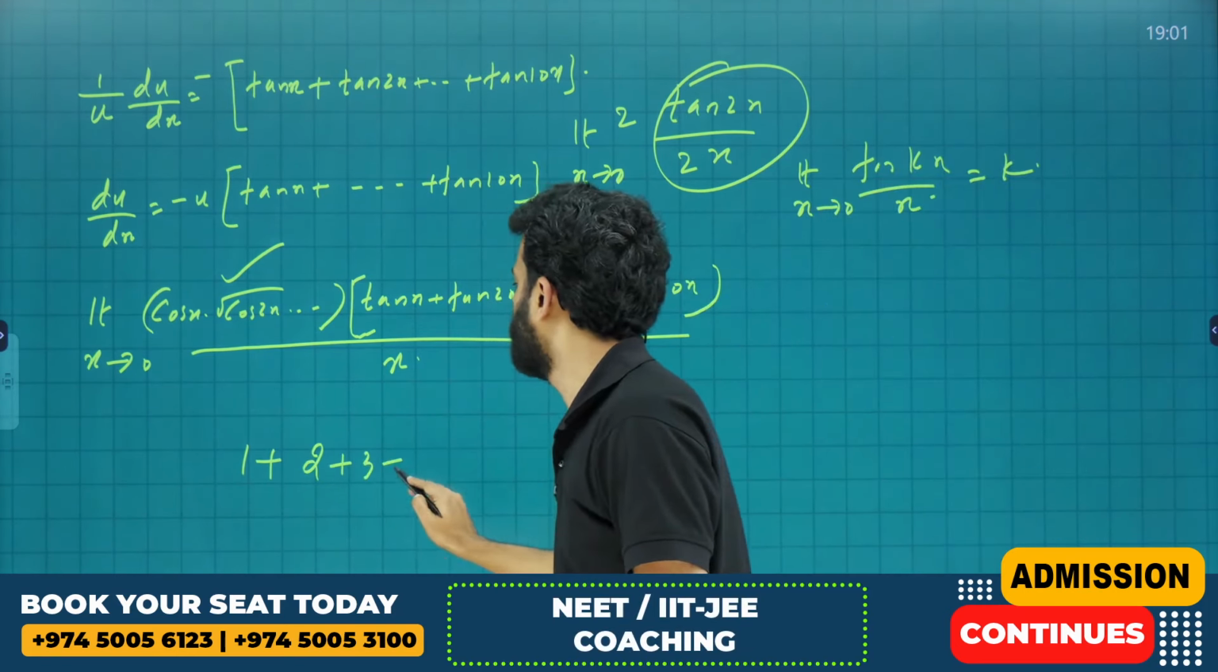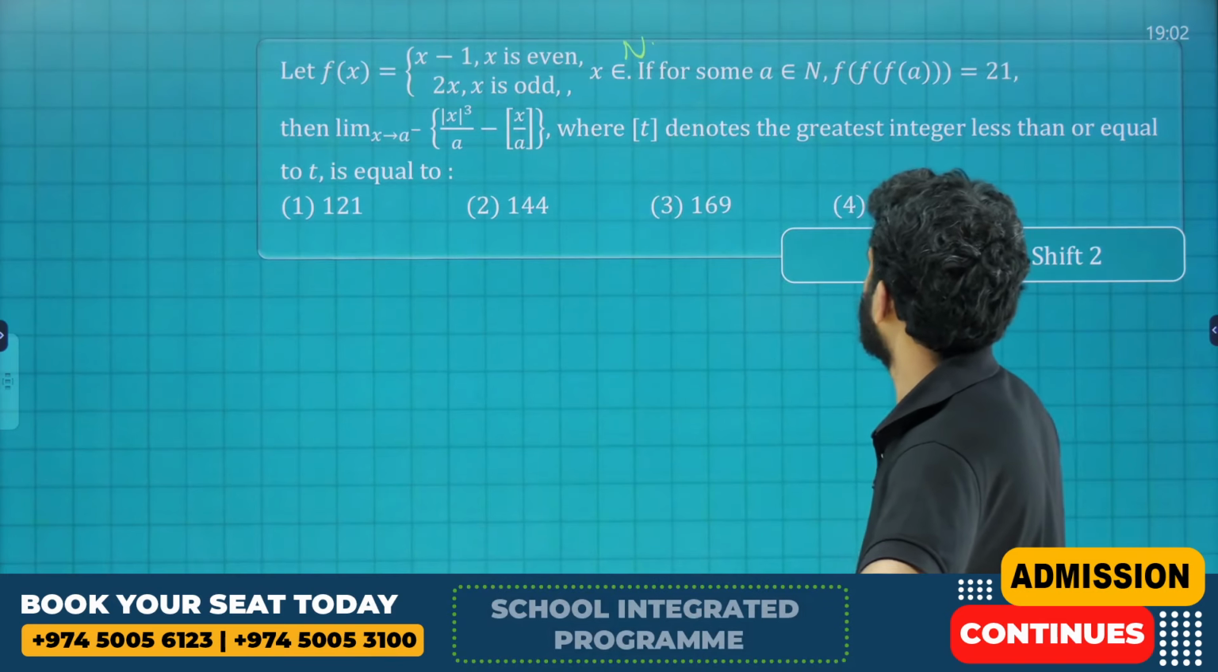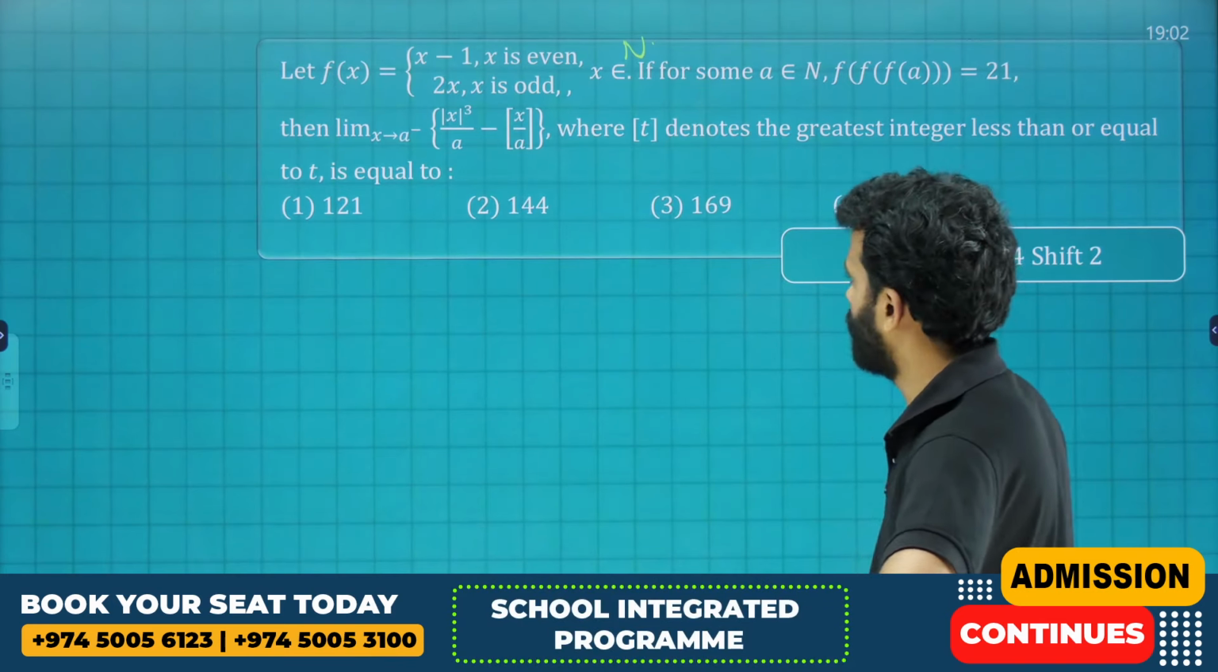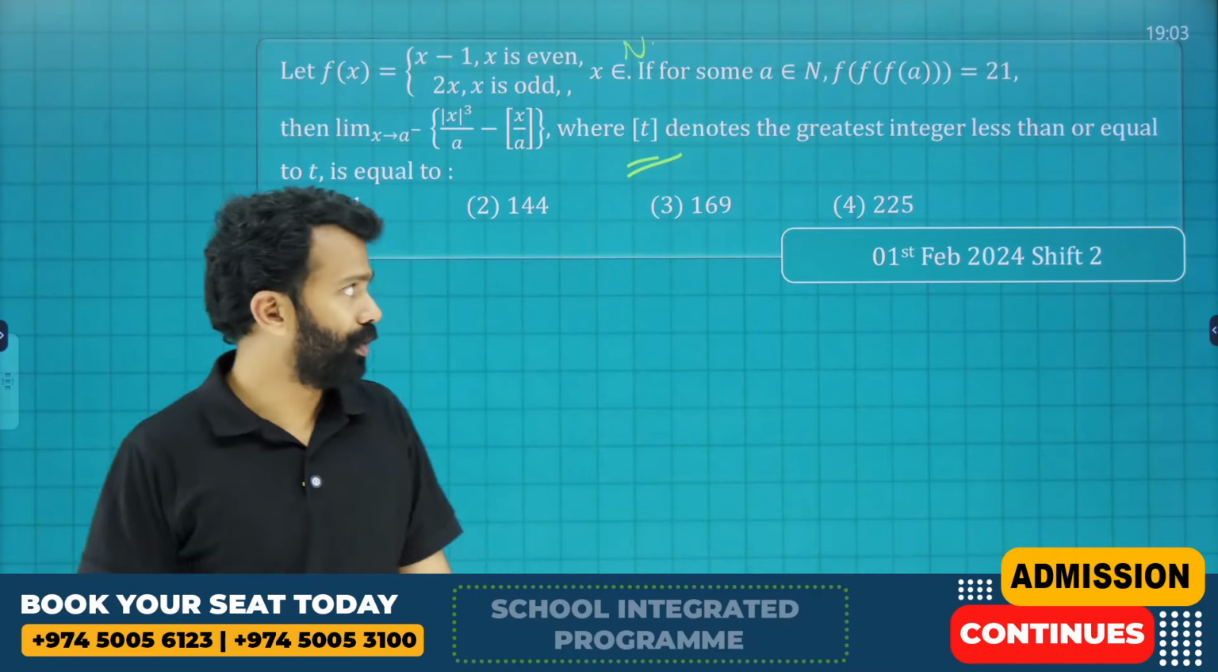Okay, if for some a element of natural numbers, it is given that f of a is equal to 21, then limit x tends to a minus, that is the left hand limit, of mod x cube by a minus box x by a, that is greatest integer, is equal to? You need to find the value. Just go through that question once again. It's a very easy question and a very beautiful question also.